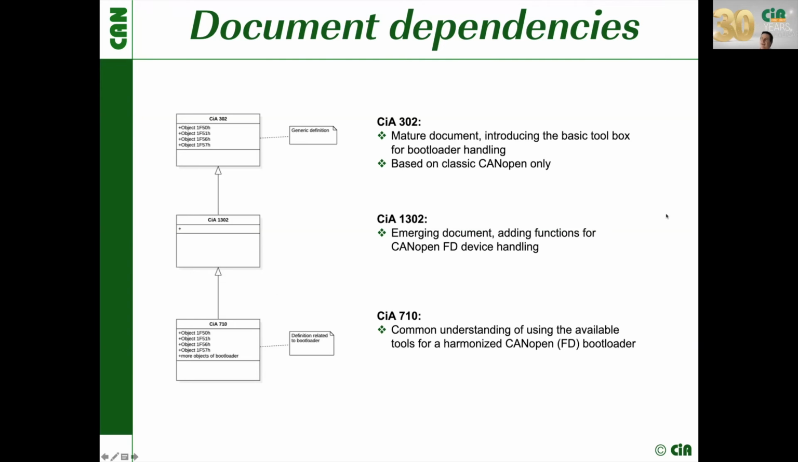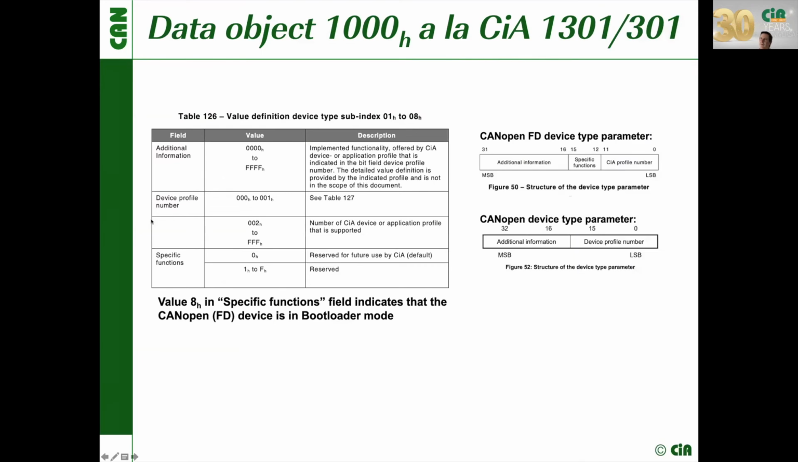So let's say a sum of the documents 302 and 1302 is then my toolbox, considered in the document CiA 710 that provides a common understanding of using the available toolboxes for harmonized CANopen FD bootloader. And we see this, for example, as a result: how can I identify that a device is in the bootloader mode? We are using here the object 1000.